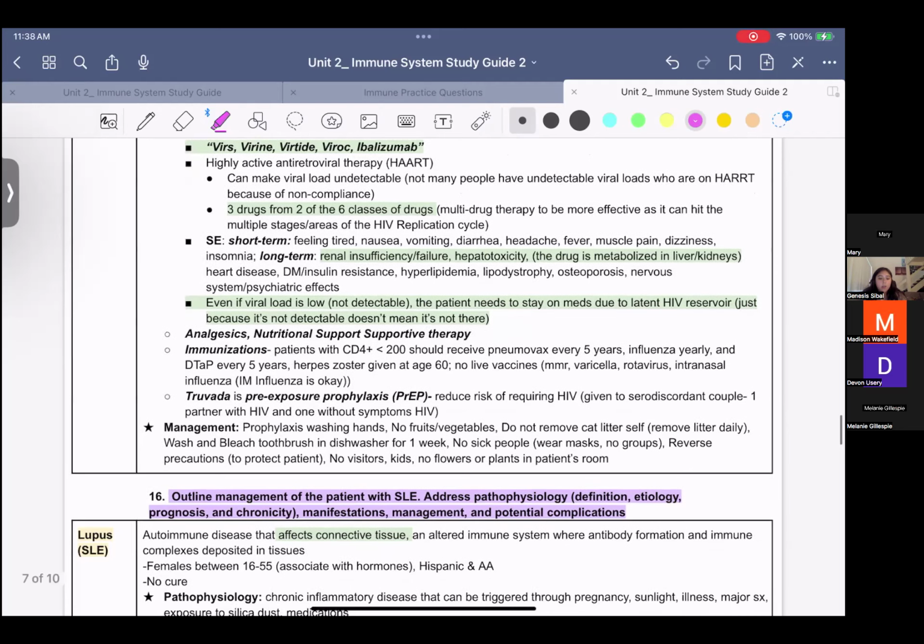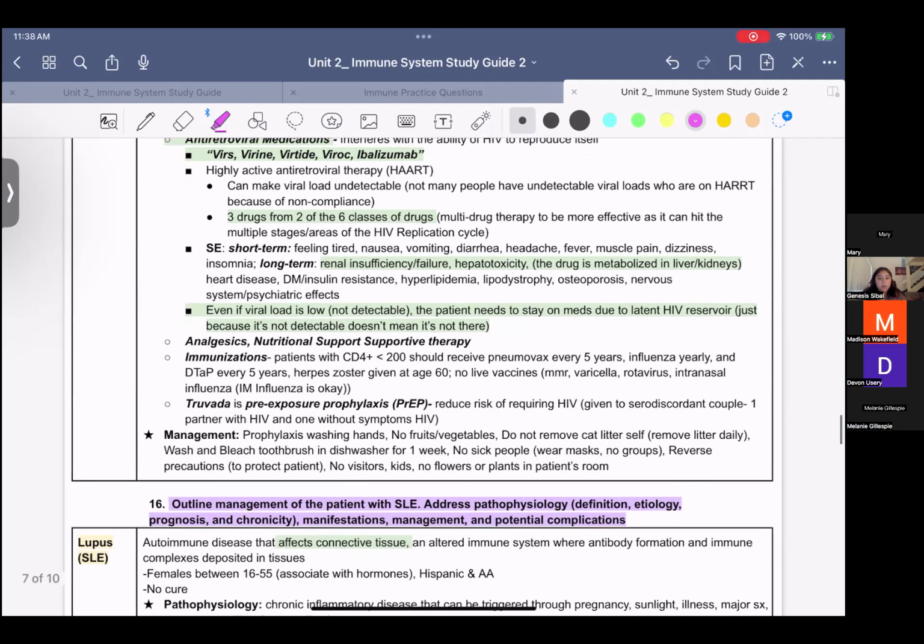So usually with HAART, you can just give like 3 drugs from 2 of the 6 classes of drugs, right? So you just give more basically, so it can end up hitting those multiple stages of the HIV replication cycle, which she'll go over, but I don't think you have to know that.